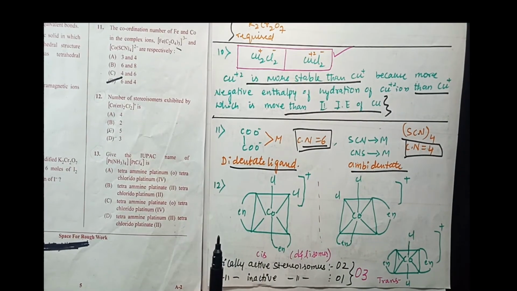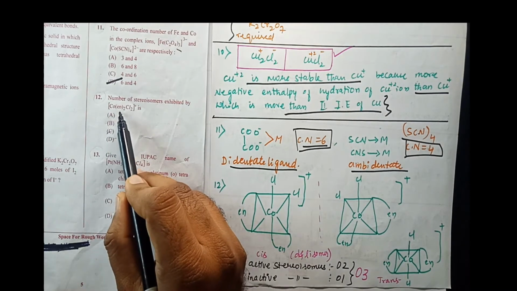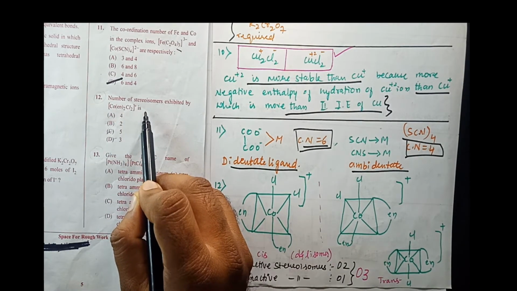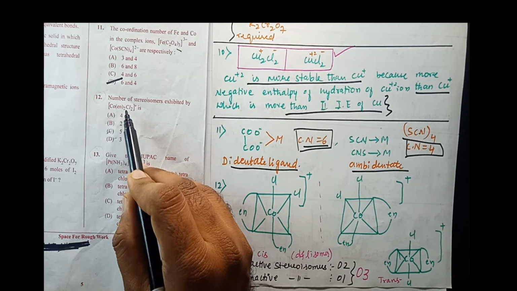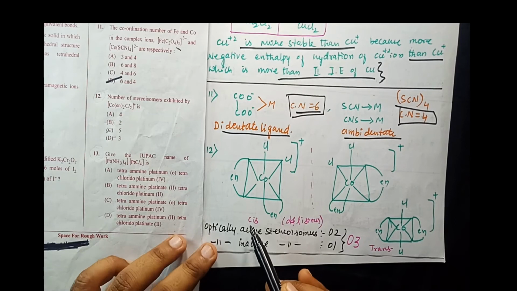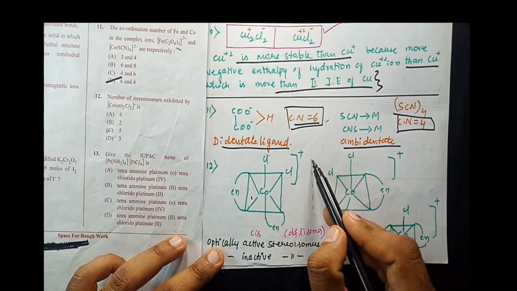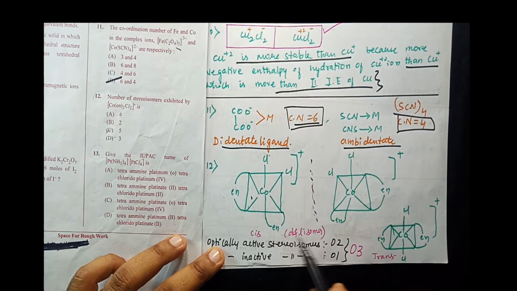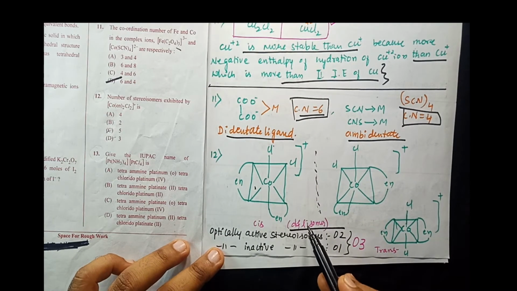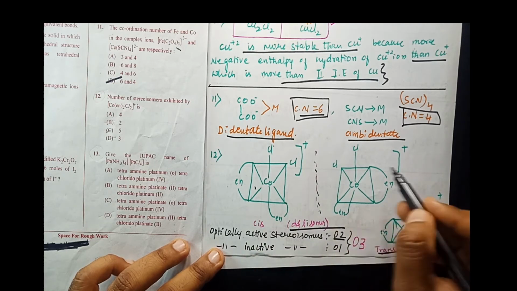Next, the 12th one: the number of stereoisomers exhibited by [Co(en)2Cl2]+ is, here en means ethylenediamine. Look here friends, these are the isomers. This is a cis isomer where the same ligands are present on the same side. This is the mirror image of this cis isomer. These two are D and L isomers. This is a trans isomer where the two chlorine atoms are opposite to each other. So there are two optically active stereoisomers here.